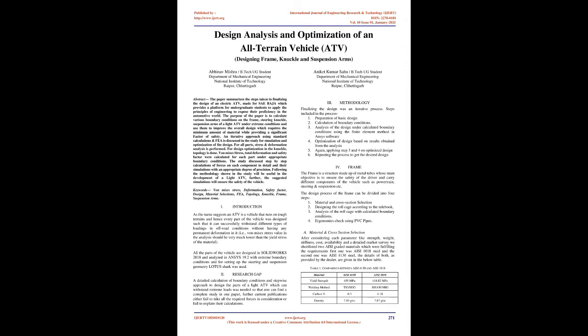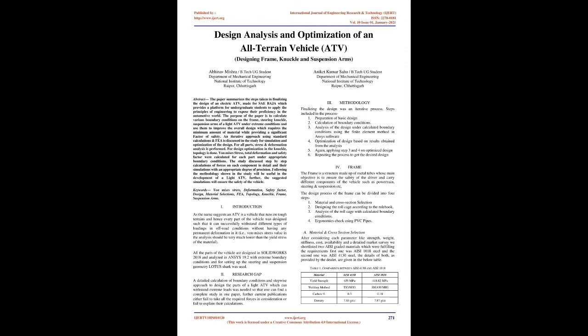The study discussed step-by-step calculations of forces on each component in detail and their simulations with an appropriate degree of precision. Following the methodology shown in the study will be useful in the development of a light ATV. Further, the suggested simulations will ensure the safety of the vehicle. Keywords: von Mises stress, deformation, safety factor, design, material selections, FEA, topology, knuckle, frame, suspension arms.